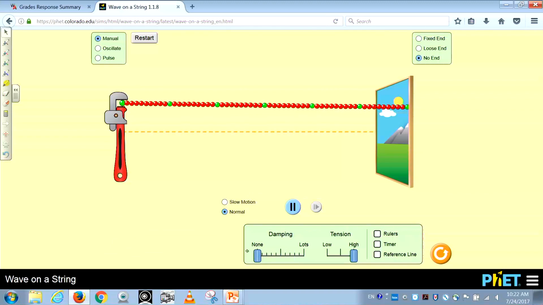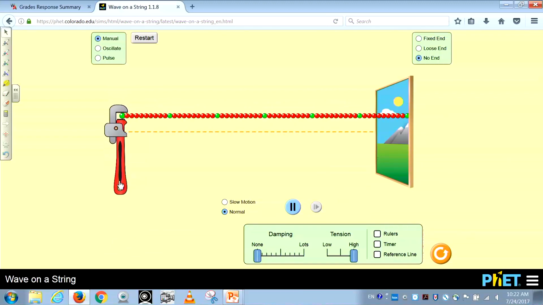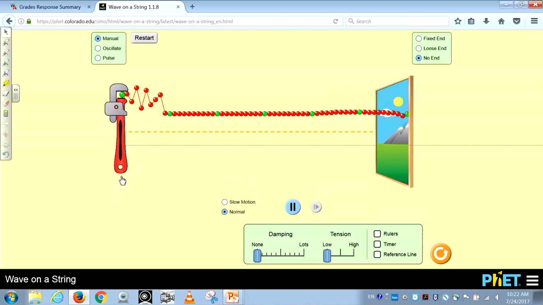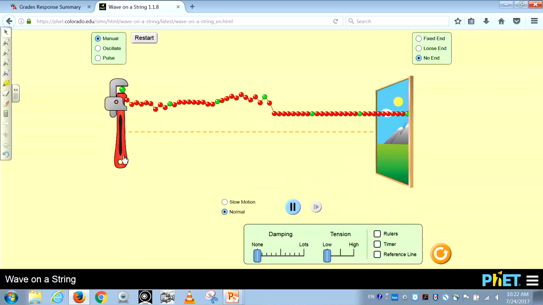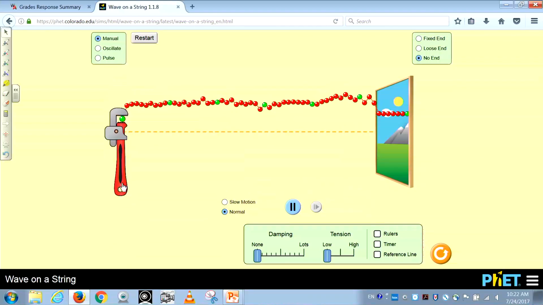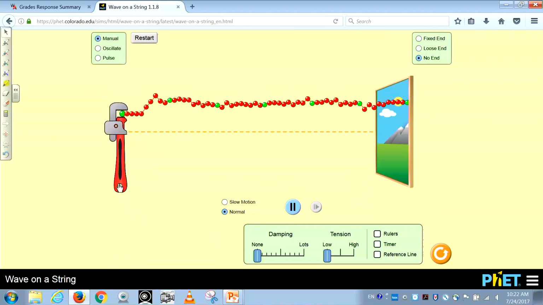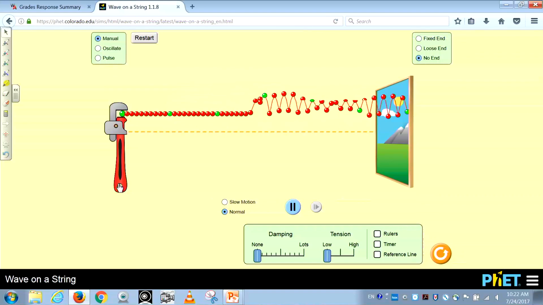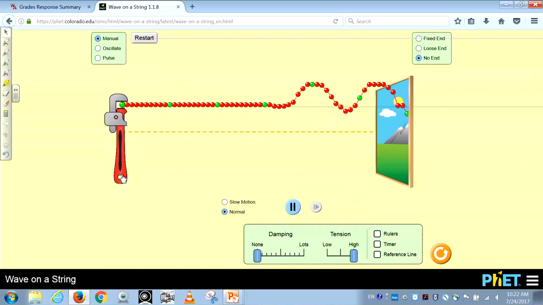We can play and see how, for example, force of tension affects. It travels now much slower. No matter how hard I try to move it, it travels slow. But if I change the tension, increase the tension, it makes the wave travel faster.